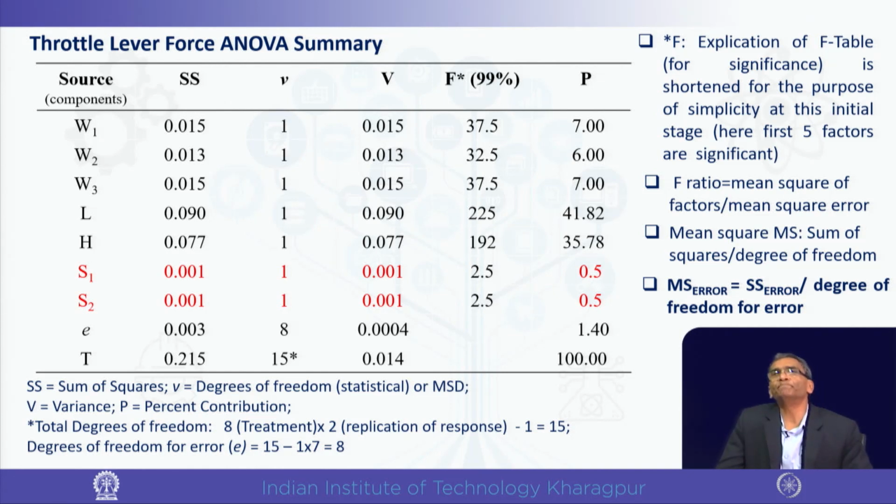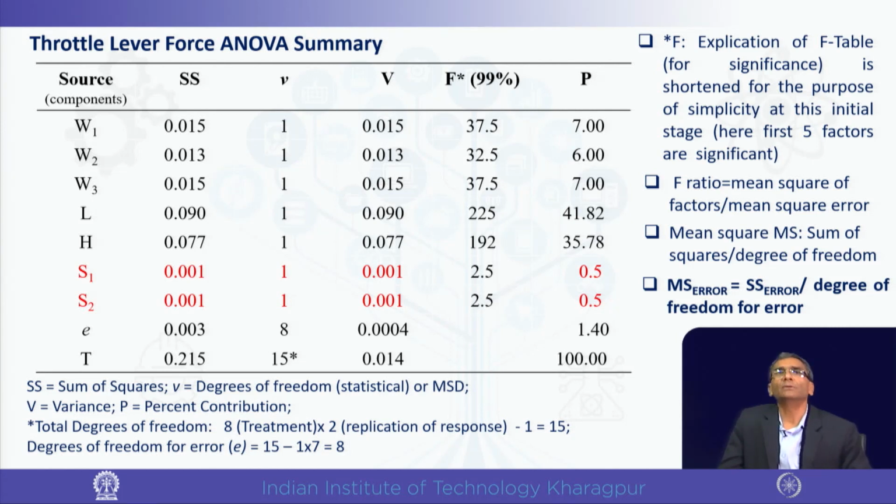So, here we see that except these two, which are written in red, the rest have become significant. So, the top 5 are significant. Those which are above the critical values would be considered significant, and that would be known from the F table. If you consult the F table, and the MS error is equal to the SS error divided by degrees of freedom for error, we can find it out. So far so good.